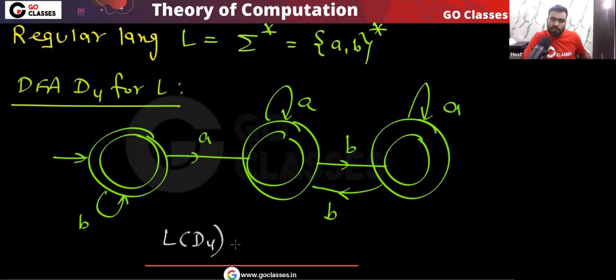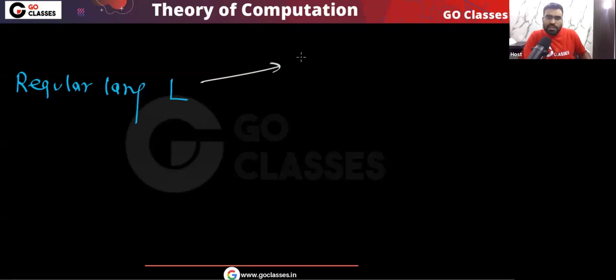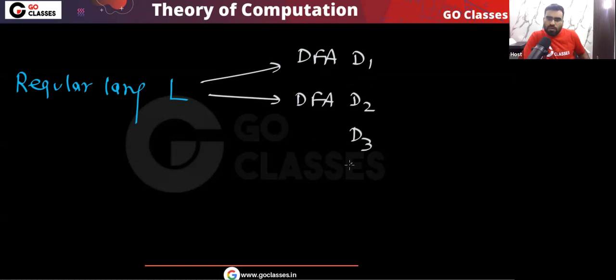So what is the language of D4? That is again sigma star. So can you notice that for any regular language we can create an infinite number of DFAs? If you have a regular language L, then for this regular language, we can create infinitely many DFAs. We can create, for example, DFA D1, DFA D2, DFA D3, D4, and so on. Like this, keep creating, no problem.